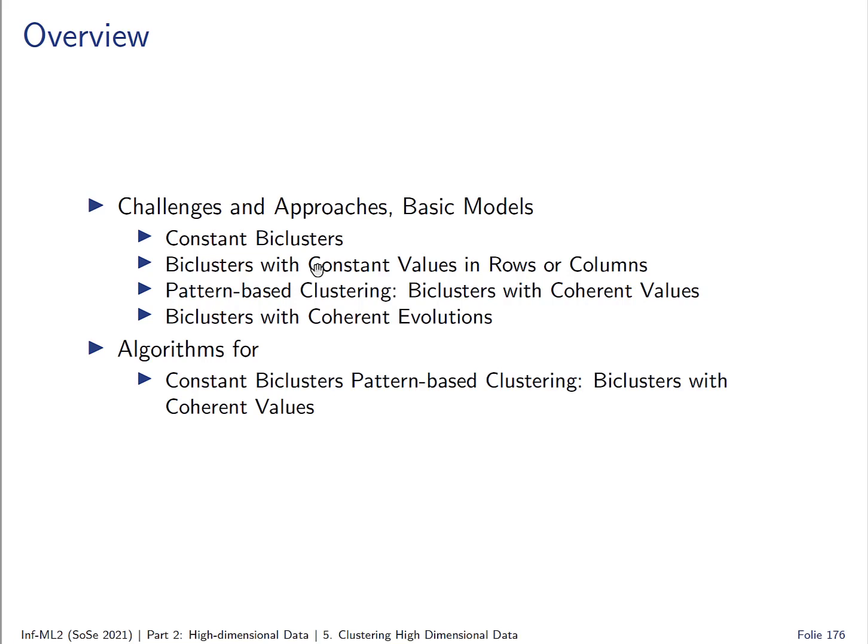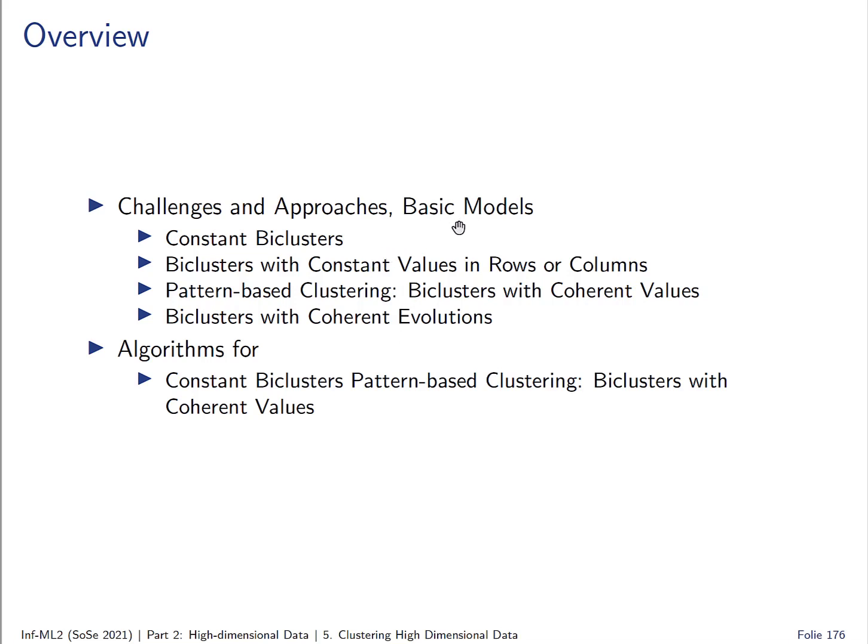Those are the basic models of patterns that can be found when looking at the data matrix. And of course we will try to translate that into spatial patterns, patterns in the data space. So we distinguish again between the spatial patterns in the data space and the matrix pattern. And later on, after we have had a glance at these basic models, we will also look at specific algorithms, especially for constant biclusters and also for biclusters with coherent values. Let's just jump in and have a look at these different models.